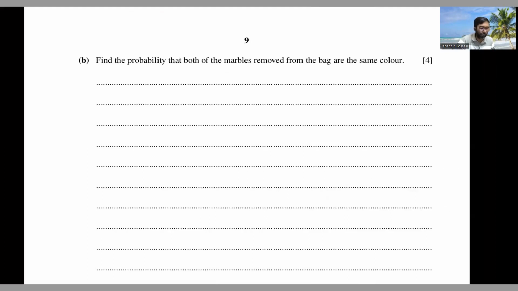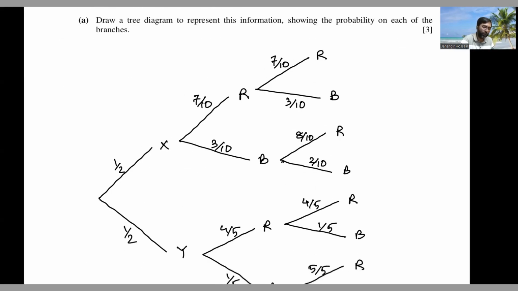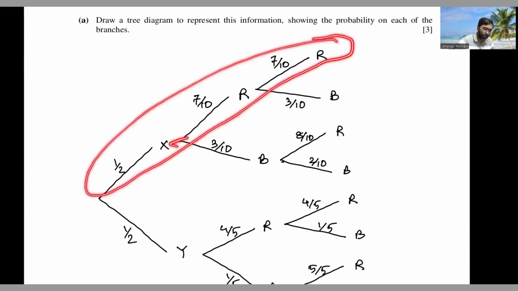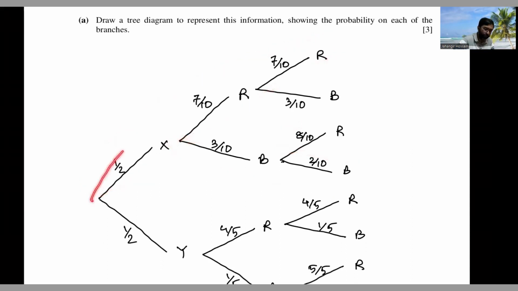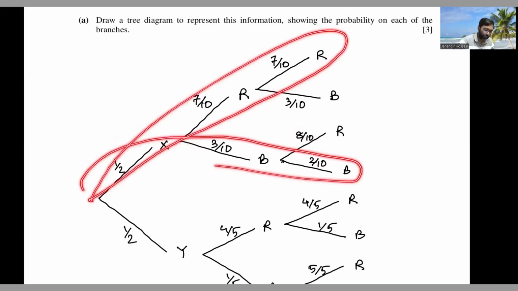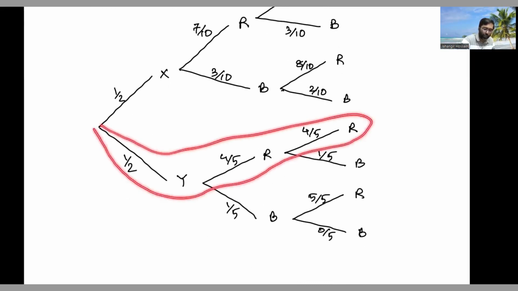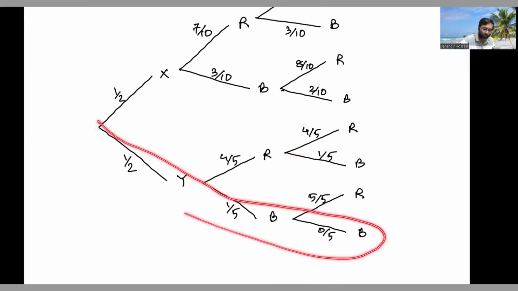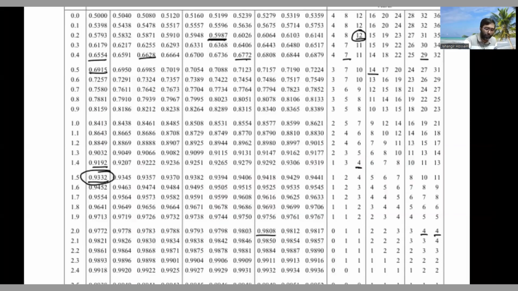Next part, find the probability that both of the marbles removed from the bag are the same color. Then what are the branches here? These are the branches where we have the same color: X red red or X blue blue. Then we have Y red red, and Y blue blue, although Y blue blue is not possible because the second marble being red is not possible.